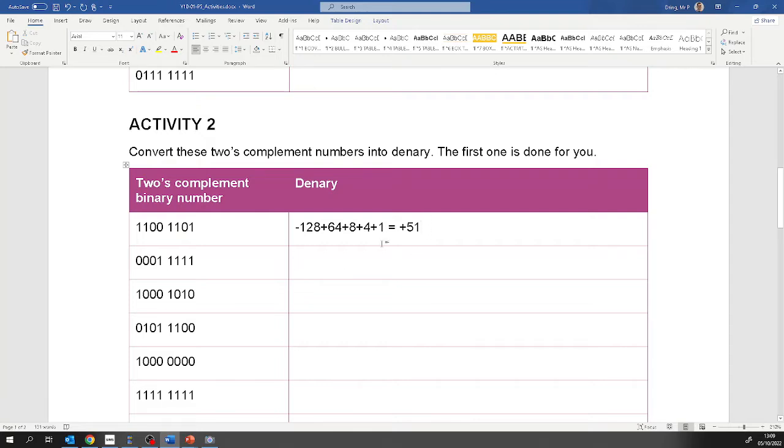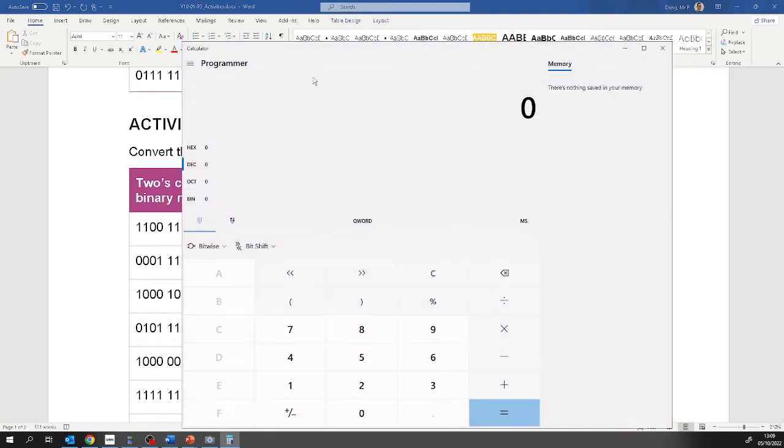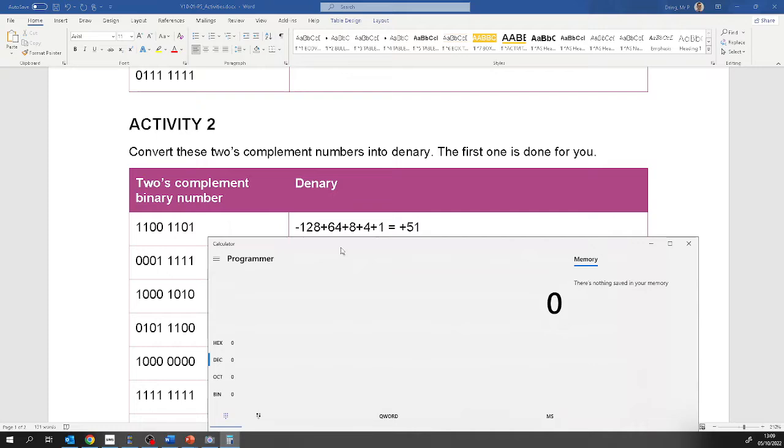This is wrong and horribly wrong, isn't it? Because any number starting with a 1 is going to be negative. Let's check and see what it should be. It should be minus 128 plus 64, not add 32, not add 16, but add 8 and 4 and 1. But that isn't plus 51. Let's check on a calculator and work out what it is instead.